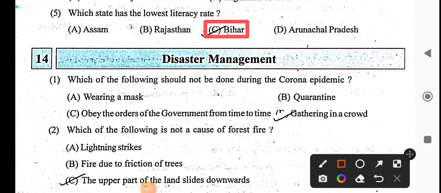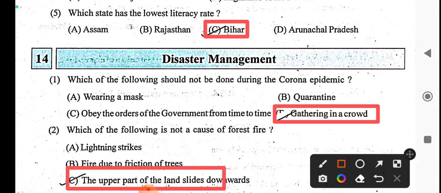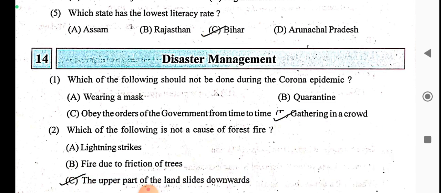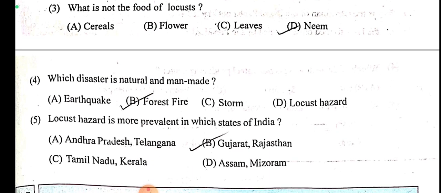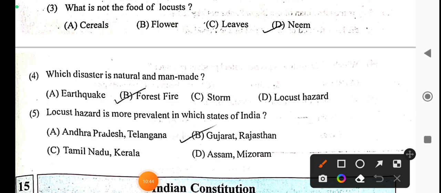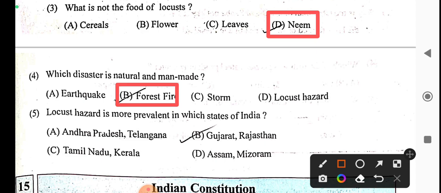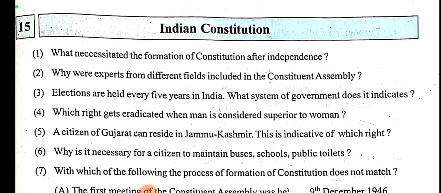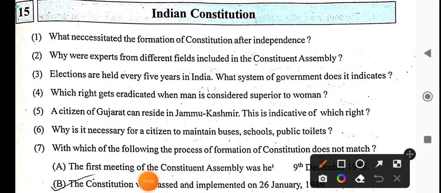Chapter number 14, Disaster Management. Which of the following should not be done during the corona epidemic? Gathering in a crowd. Which of the following is not a cause of forest fire? The upper part of the landslide is downward. What is not the food of locusts? જે ટીડ ઘોડા છે એમનું ફૂડ શું નથી? So, neem. Which disaster is natural and man-made? Forest fire. Locust hazard is more prevalent in which state of India? Gujarat and Rajasthan. Chapter number 15, Indian Constitution.